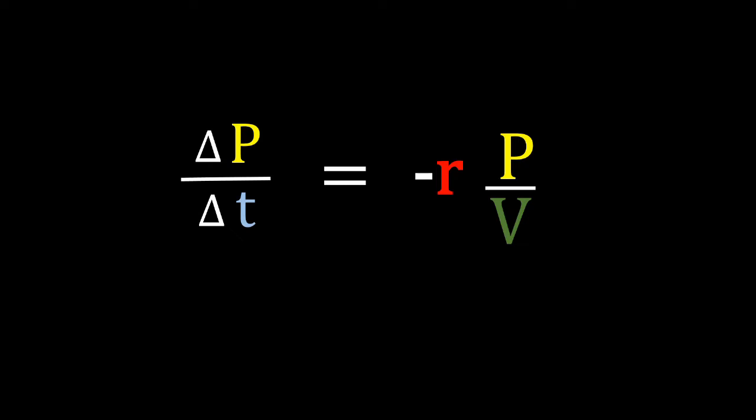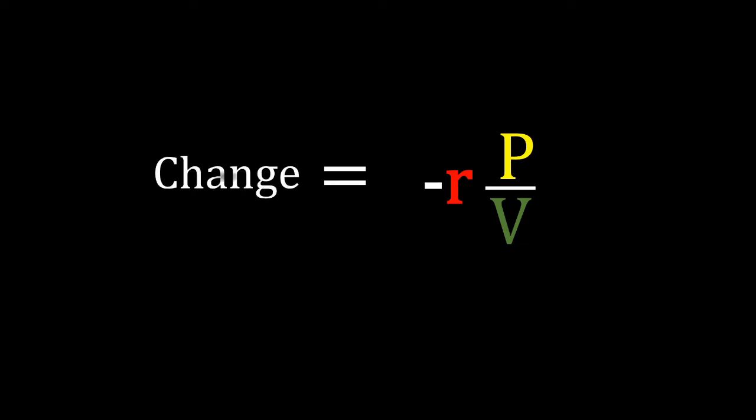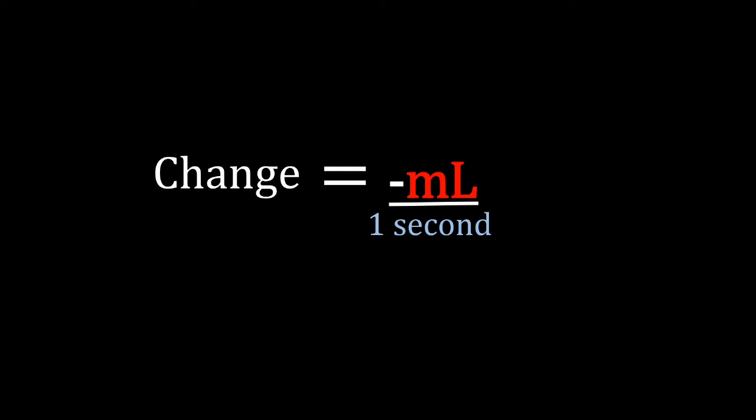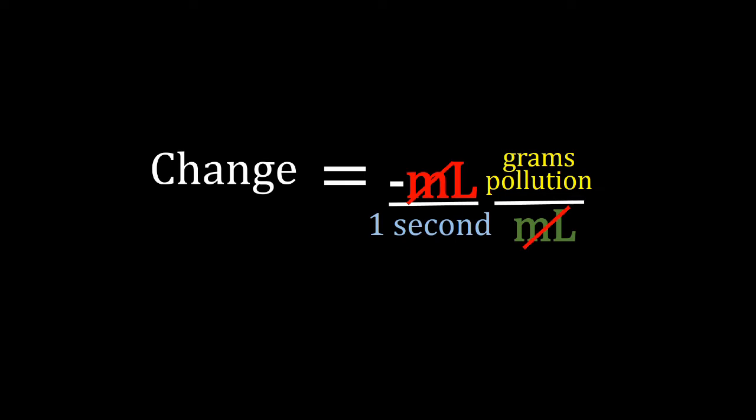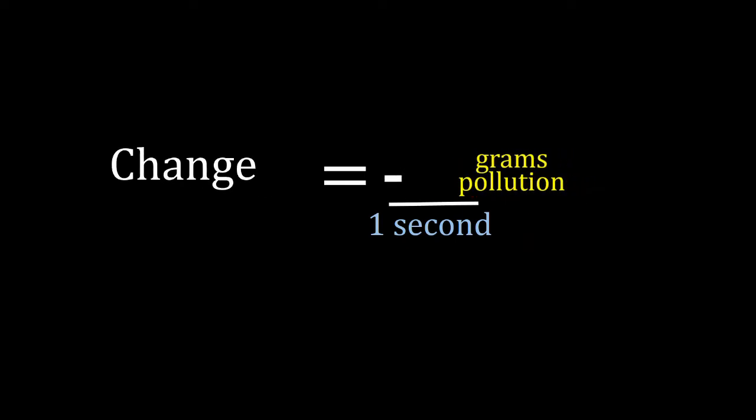So let's do a quick check to make sure our equation makes sense. If we're measuring the pollution in grams, and we're measuring its change every second, then the end result should be that it's changing in some grams per second. So if we look at the equation, we have R, which is milliliters per second, multiplied by a concentration, which is grams per milliliter. The units of milliliters cancel out, and we get grams per second is equal to the change in pollution. And that makes sense.